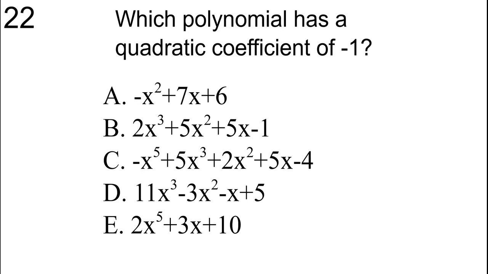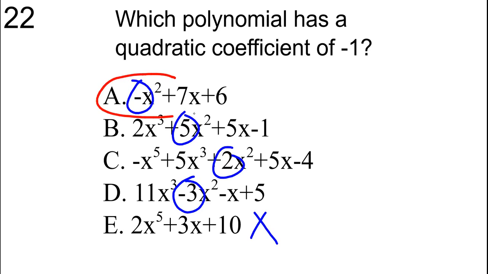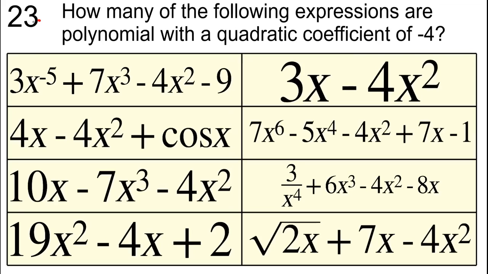Number 22 looks similar. Which polynomial has a quadratic coefficient of negative 1? E doesn't have one. D's quadratic coefficient is negative 3. It's positive 2 here, positive 5 there, and negative 1 here. Choice A is the answer. Number 23 and last problem of the day, which really makes me sad because I'm going to miss everybody.